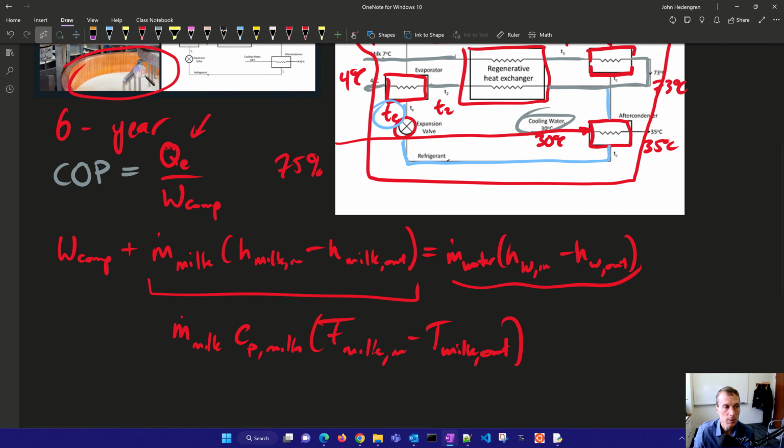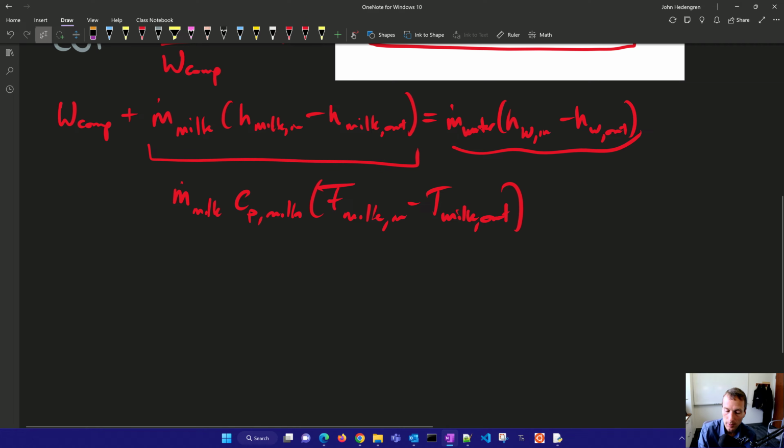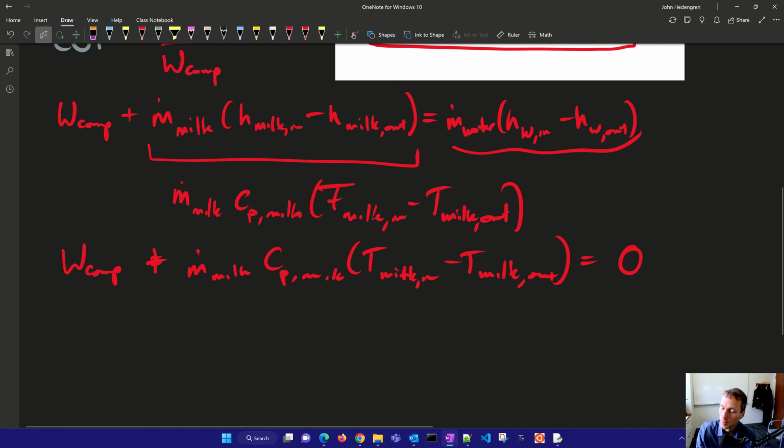Let's substitute some of these equations in and calculate the work of the compressor. It's going to be equal to the mass flow rate of milk, plus the mass flow rate of milk times C sub P milk times T milk in minus T milk out, equals the cooling water. So the cooling water heat exchange.